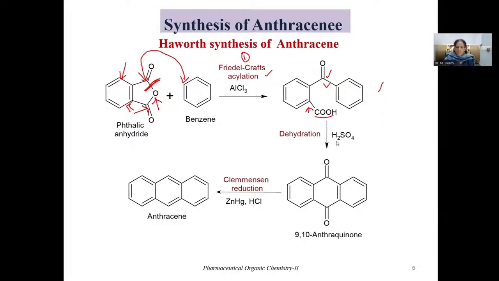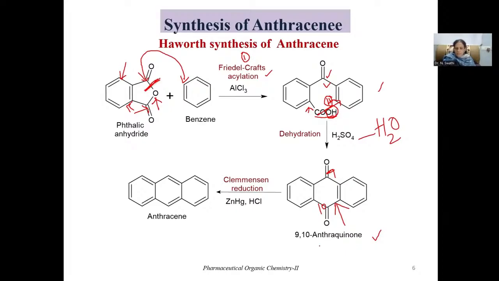Now this intermediate is treated with concentrated sulfuric acid, so dehydration occurs. During this dehydration, the hydroxyl group from the carboxylic group and hydrogen from the benzene ring system are removed in the form of a water molecule. So with the loss of a water molecule, this carbonyl group gets attached to the benzene ring system, and that is how we get this particular bond, and that is how we get the corresponding tricyclic molecule. This tricyclic molecule is nothing but 9,10 anthraquinone. So these are the 9 and 10 positions on the structure of anthracene. The compound which is obtained is known as 9,10 anthraquinone.